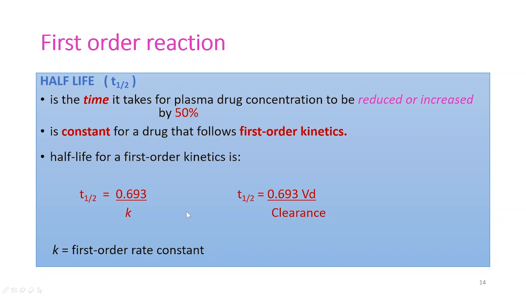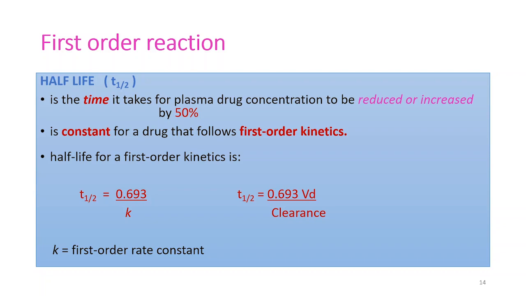Now, from this formula, we can derive another formula, no? So, T1/2 can also be computed using 0.693 multiplied by the volume of distribution of the drug divided by clearance. So if problems are presented to you and the question is to look for the half-life, try to see what is being given. If the first order rate constant is given, then you can directly compute for the half-life using this formula.